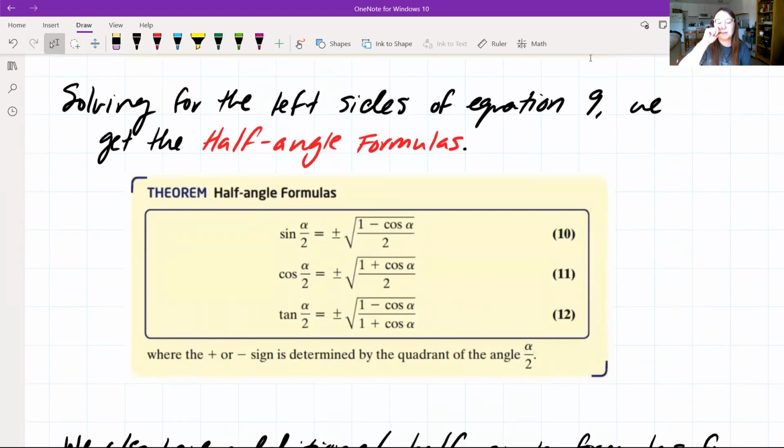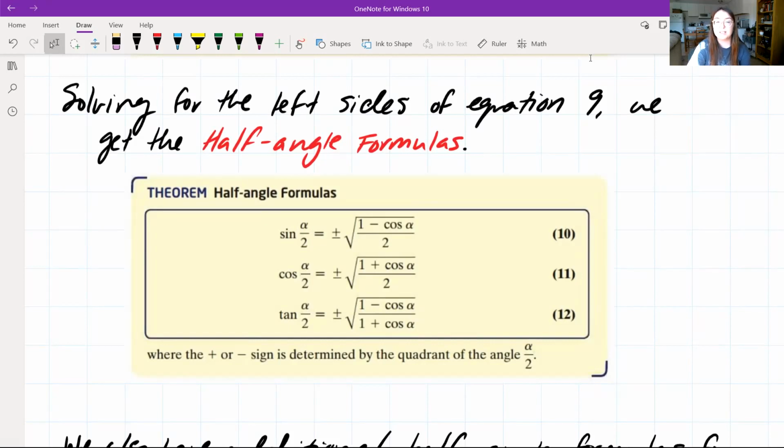So our half-angle formulas state that if we have sine of alpha over 2, that's equal to plus or minus the square root of 1 minus cosine of alpha over 2. Cosine of alpha over 2 is equal to plus or minus the square root of 1 plus cosine alpha over 2. Tangent of alpha over 2 is equal to plus or minus the square root of 1 minus cosine of alpha divided by 1 plus cosine of alpha.